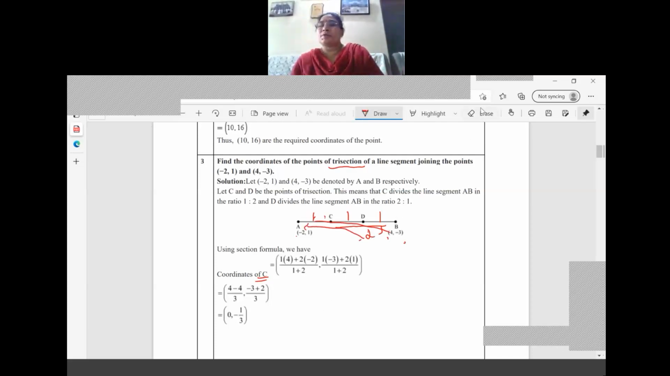If you are having confusion, again I'll rub this and write here like this only. The D point you should not consider first. We are considering C only. So D I'll rub like this.